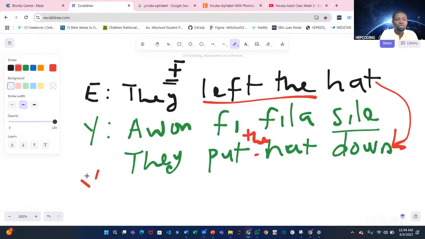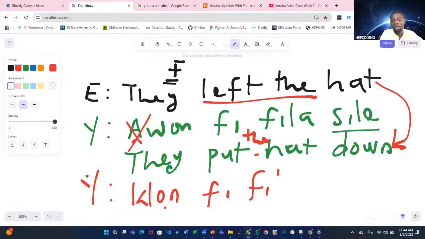But in Yoruba, you can see now, they will remove this part. They will now shorten it. They will now say, wọ́n fi fìlà sílẹ̀. See, gotta do that. Wọ́n fi fìlà sílẹ̀. They put the hat down. They left the hat. So you can do it that way. That's one way of saying the same thing, but there's another way.